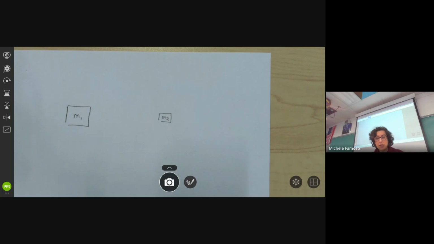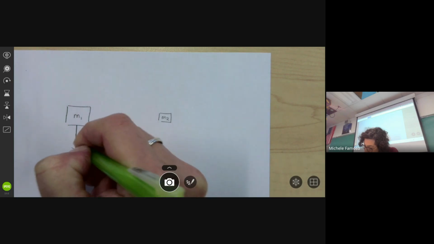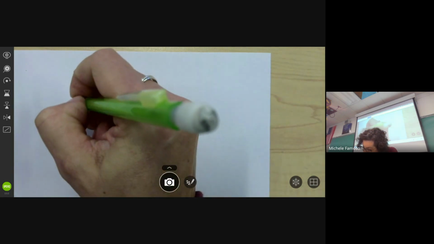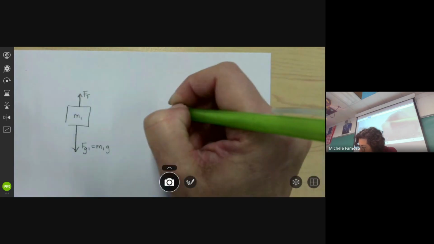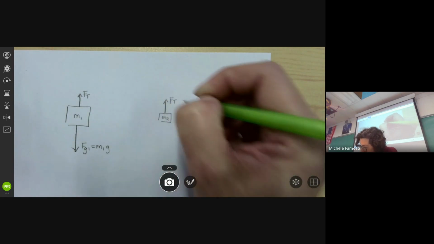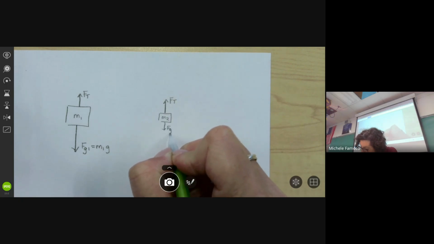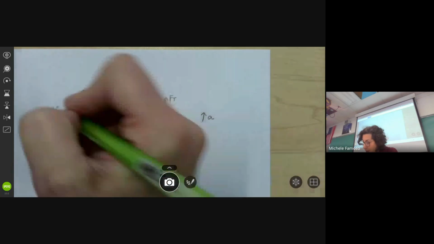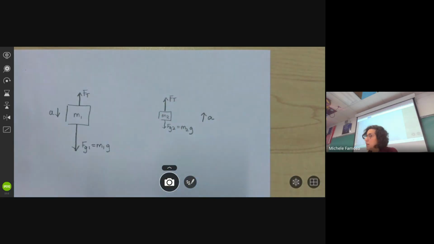All right, so to do this, I'm going to start with free body diagrams for each of these. I know that mass 1 is going to have its weight pulling it down, which is M1G, and a tension force pulling up. This is going to have the same tension force pulling up and a smaller weight pulling it down, which means that this will accelerate up, this will accelerate down with the same thing. Now, what I'm going to do is treat this as a system where I can get rid of the tension.